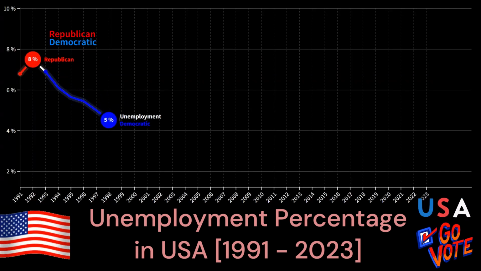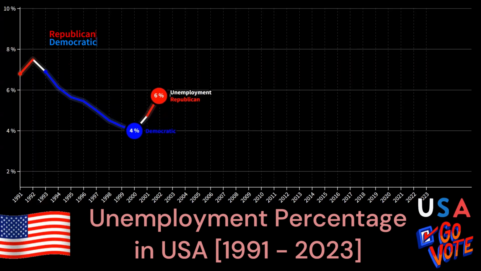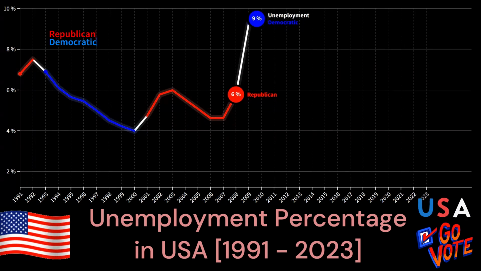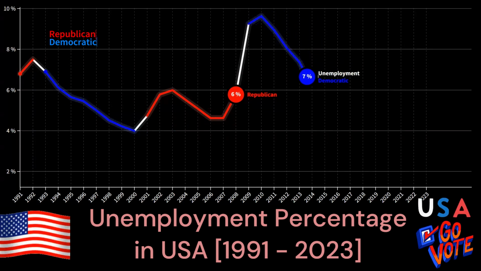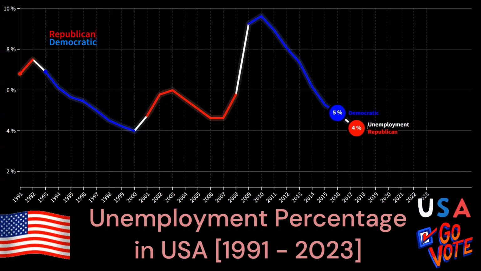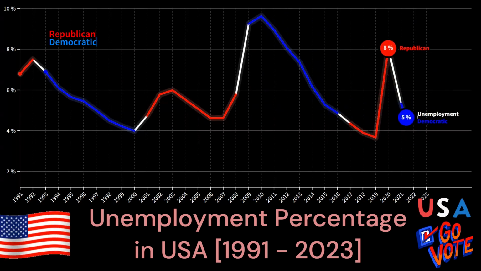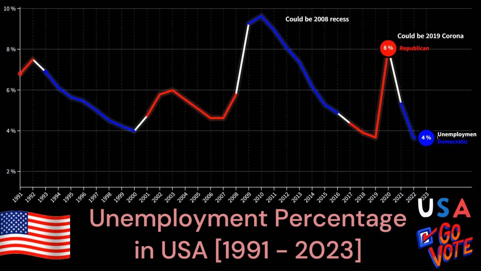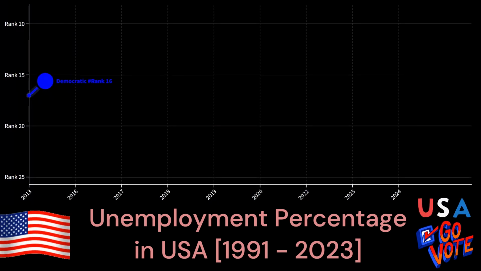Unemployment rates. Historically, unemployment rates have fluctuated, with significant peaks during economic crises. Currently, the unemployment rate remains low, around 3.7%. This low rate is generally seen as a positive indicator of economic health, potentially benefiting the current administration.